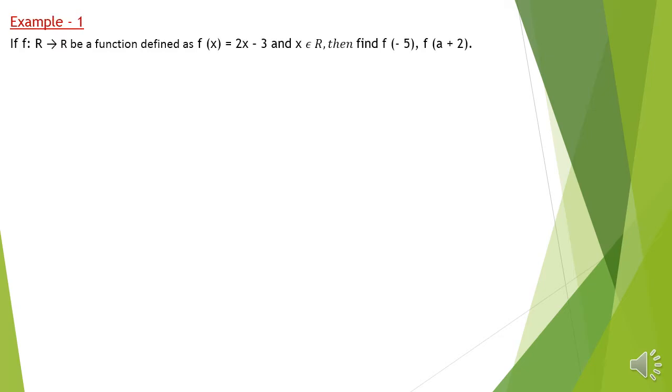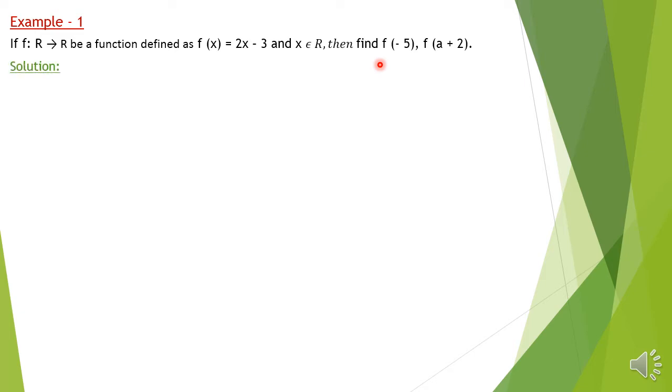is on your screen. Here our function is f. It is defined as f(x) = 2x - 3, and x belongs to real numbers. Then we have to find the functional value of function f at x = -5, and the functional value of function f at x = a + 2. So let's start.